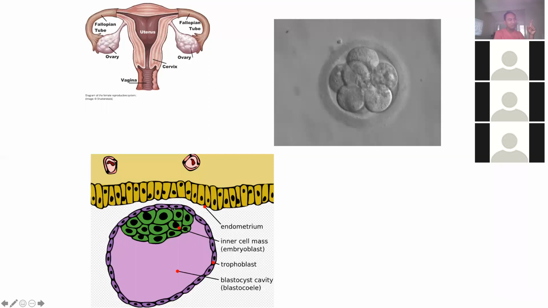It is just about to attach, which means it is not going to be abortion. It is going to be implantation. Look at that. This blastocyst with the inner cell mass is going to attach to the uterine endometrium. Look at that. The fluid blastocyst cavity and the inner cell mass, which is also called embryoblast.